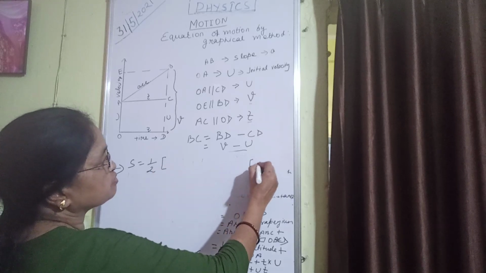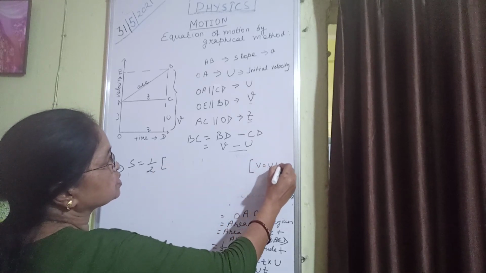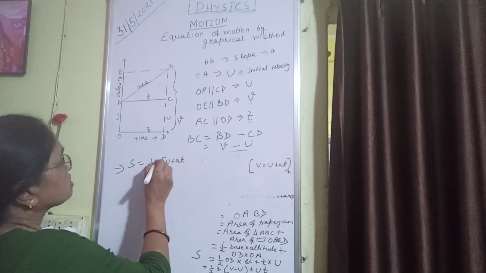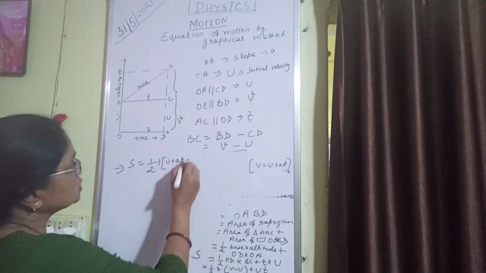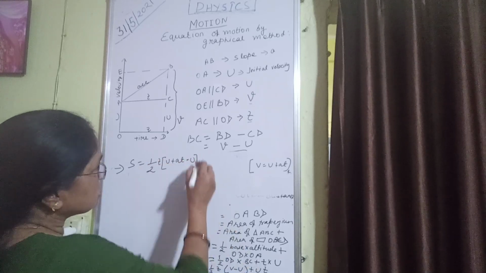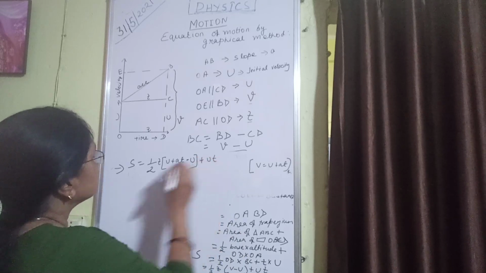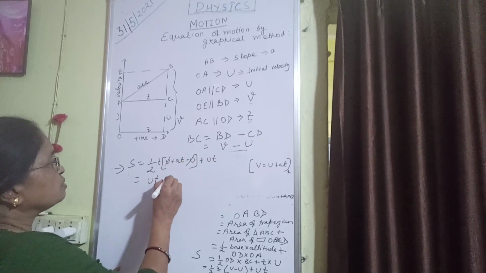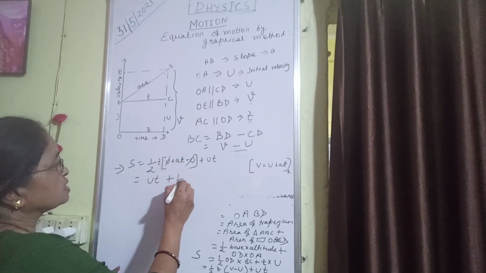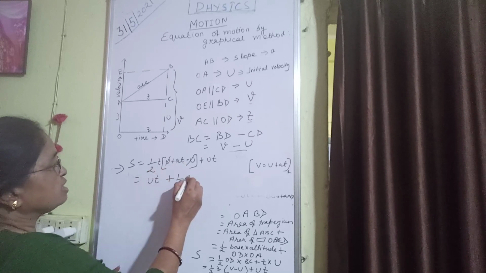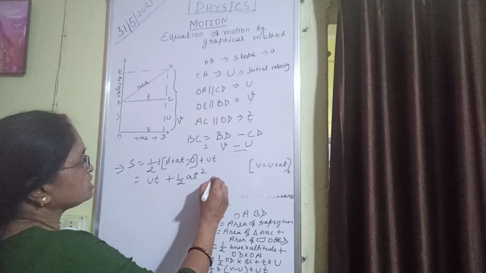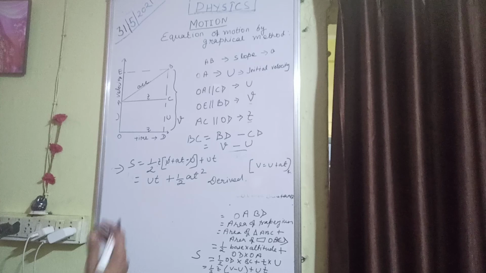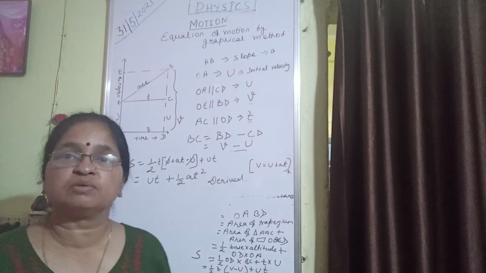From the first equation of motion, put the value of V equal to U plus AT. So (U plus AT) minus U, plus UT. So U and U cancel. So what have you got? UT plus half AT squared, so it is derived. So students, what conclusion are we getting from the second equation of motion?